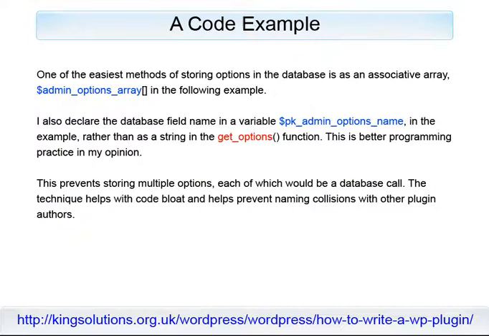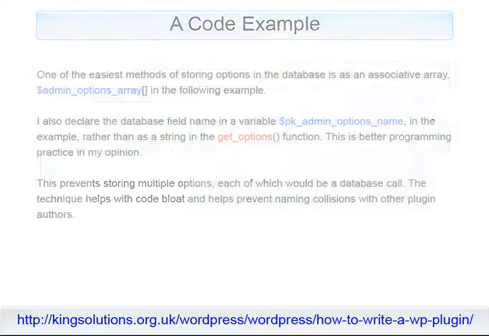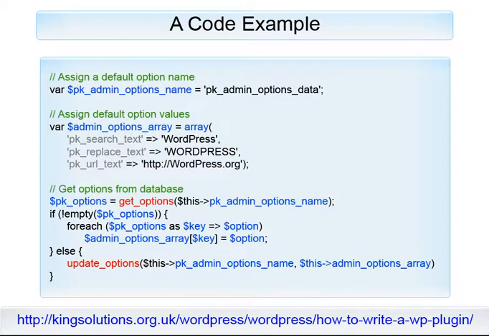OK, let's look at a coding example. One of the easiest methods of storing options in the database is as an associative array. I also declare the database field name in a variable, rather than as a string in the getOptions function. This is better programming practice in my opinion. This prevents storing multiple options, each of which would be a database call. The technique helps with code bloat and helps prevent naming collisions with other plugin authors. This is how the code would look.